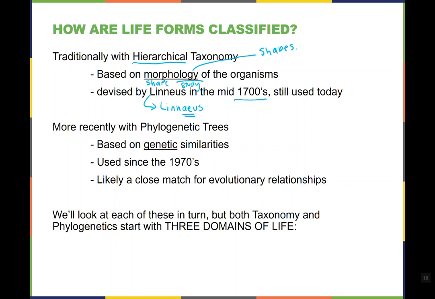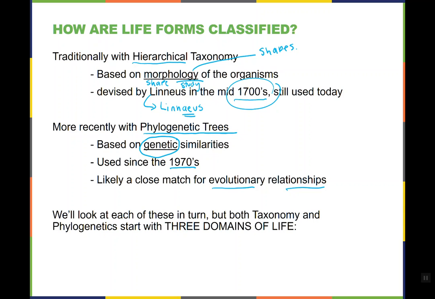More recently, we've added phylogenetic trees to this hierarchical taxonomy. And that's because, due to something called convergent evolution, sometimes two organisms look really, really similar, but genetically are super distant from each other. But it's only now that we have the ability to examine genes that we found this out. So, we've used this since about the 1970s, and we look for evolutionary relationships, and genetic similarity or difference between organisms to help us fix any mistakes that were generated by the hierarchical taxonomy.